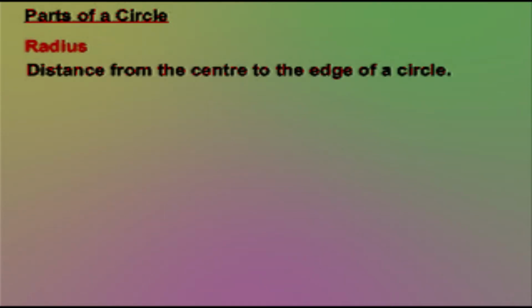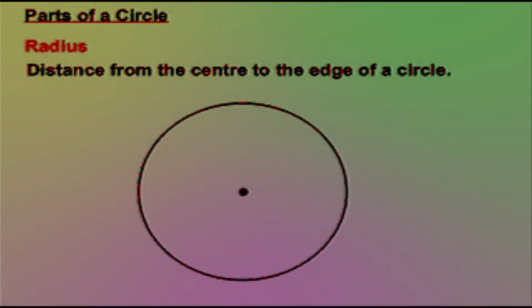A radius is the distance from the center of the circle to the edge of the circle. So that's going to be half of the distance of a diameter.